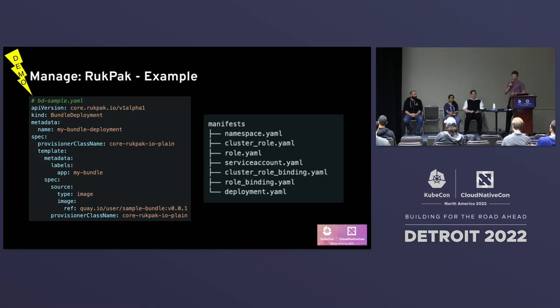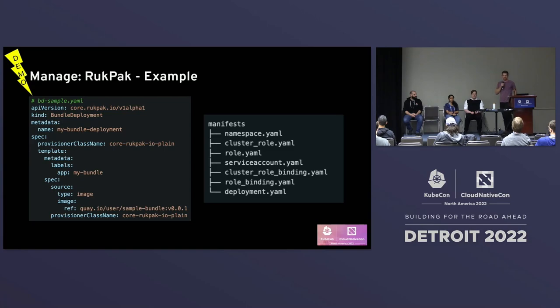Now, what does the image actually look like? You can see that on the right side of the screen, where there's a single directory called manifests and a whole bunch of resources that need to be deployed. Those are the resources associated with the version of the thing that you want to install. So that is the bundle that is ultimately going to be deployed onto the cluster.